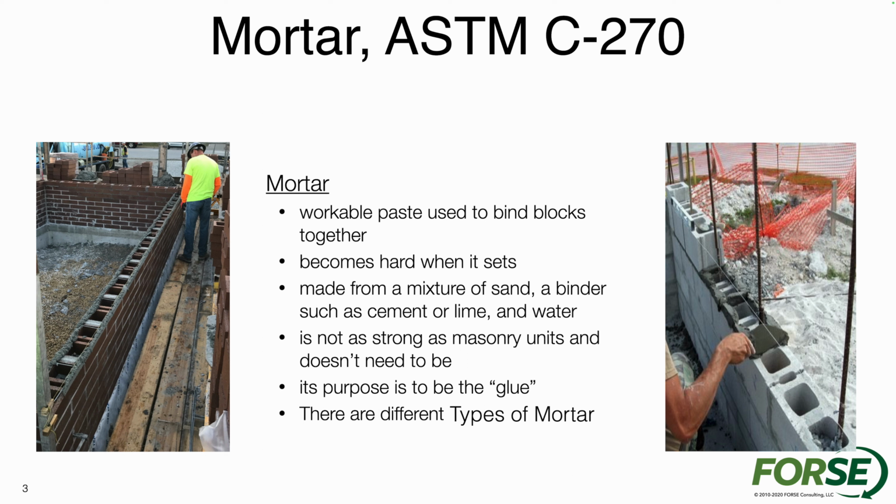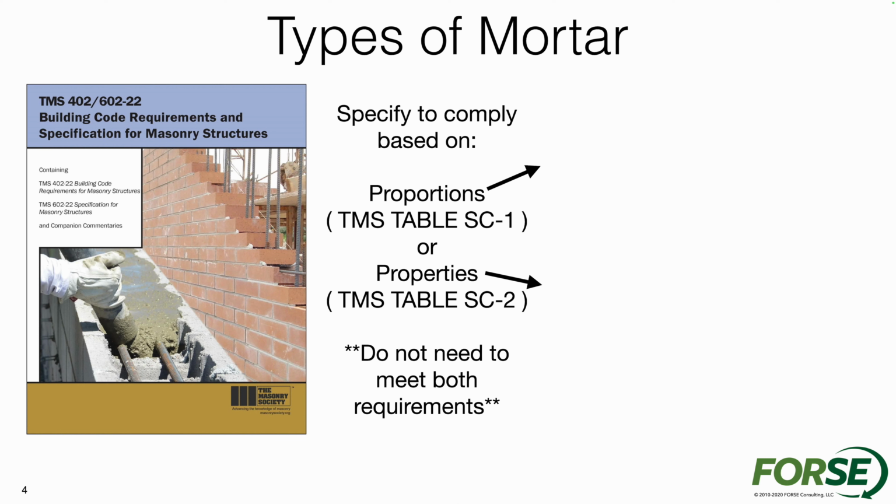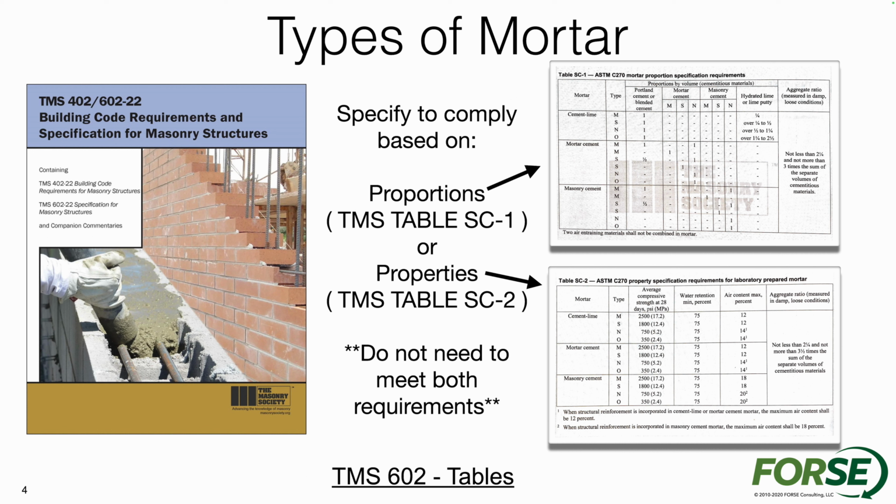It's going to be everything that you're going to see in a masonry wall besides the overall units. And then there's three main different types of mortar that we want to be concerned about. When we specify mortar, what we're going to be specifying is mortar to comply with either a proportion method or a properties method. And those two different tables are going to be within the TMS 602 code. It's really important to recognize that you use either the proportion method or the property method. You do not have to meet both requirements.